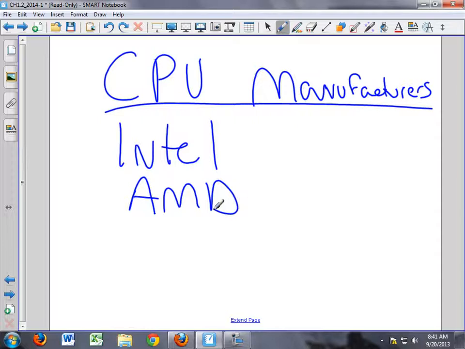Now, that doesn't mean this one's faster than this one. It goes back and forth. Sometimes Intel's better, sometimes AMD is better. It depends on where they are in their research and what they're making right now. Right now, Intel is a little bit faster. But for the same speed of processor, AMD is usually about half the price. We'll see that when you do your project.